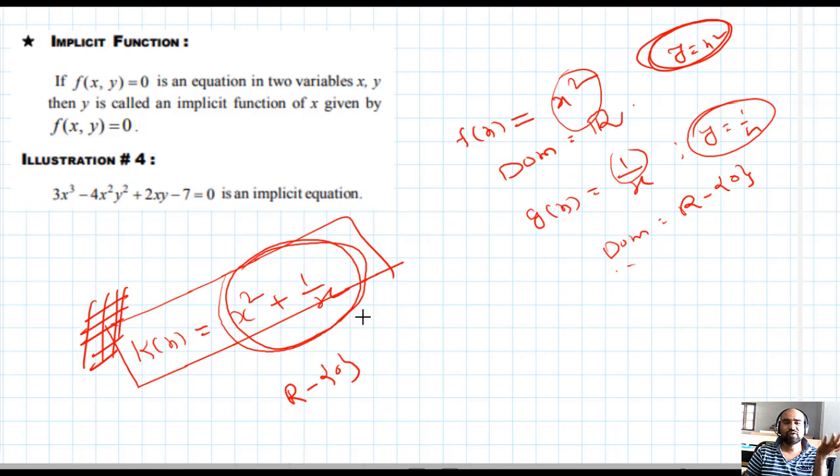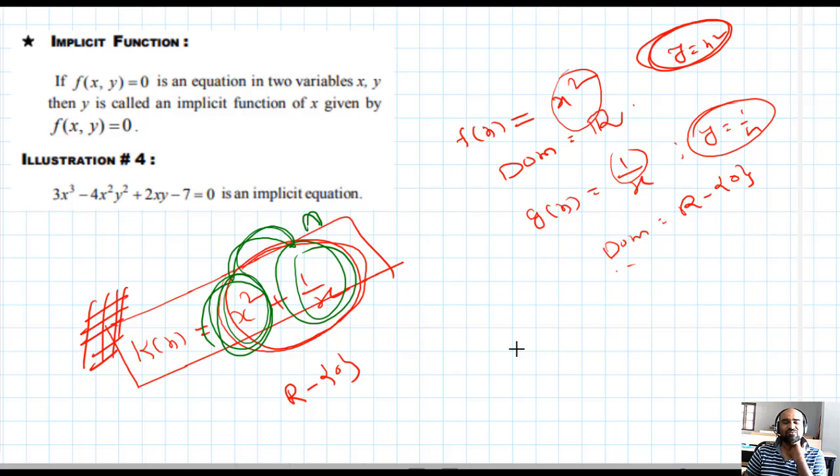But how can you find it another way? Do one thing. First of all, find the domain of this function. Find the domain of this function. Their intersection gives the domain of the resulting function.